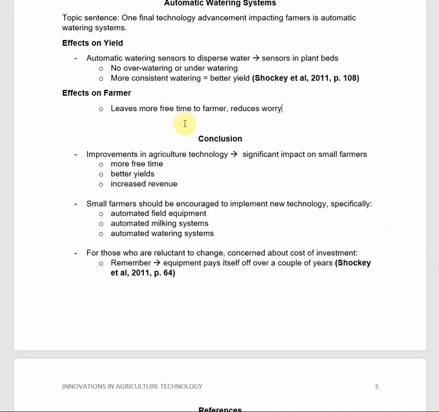And in the conclusion, remember, we have a type 1 heading here. You want to remind your reader of the main idea and your most important supporting points. Okay, so here the main idea is that improvements in agriculture technology have had a significant impact on farmers, and we go through those 3 important supporting points.